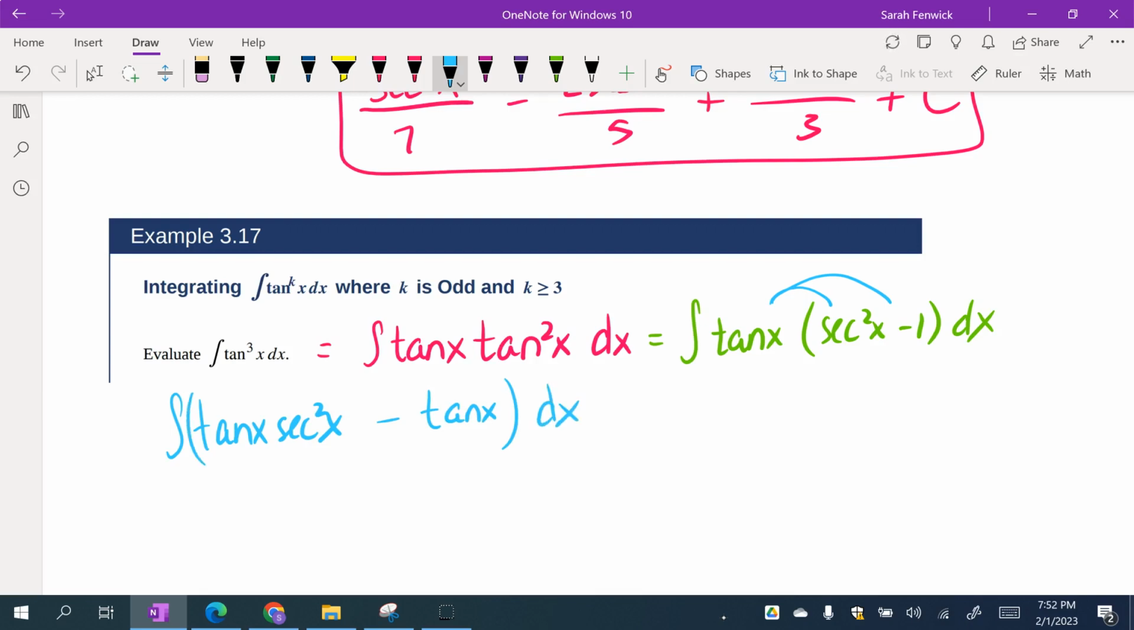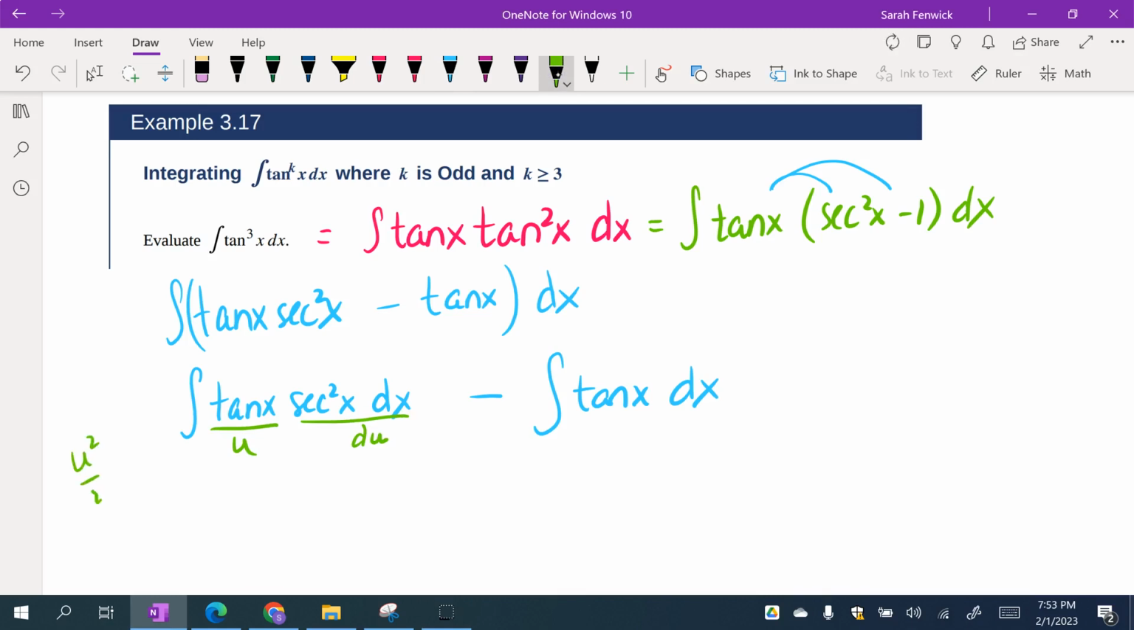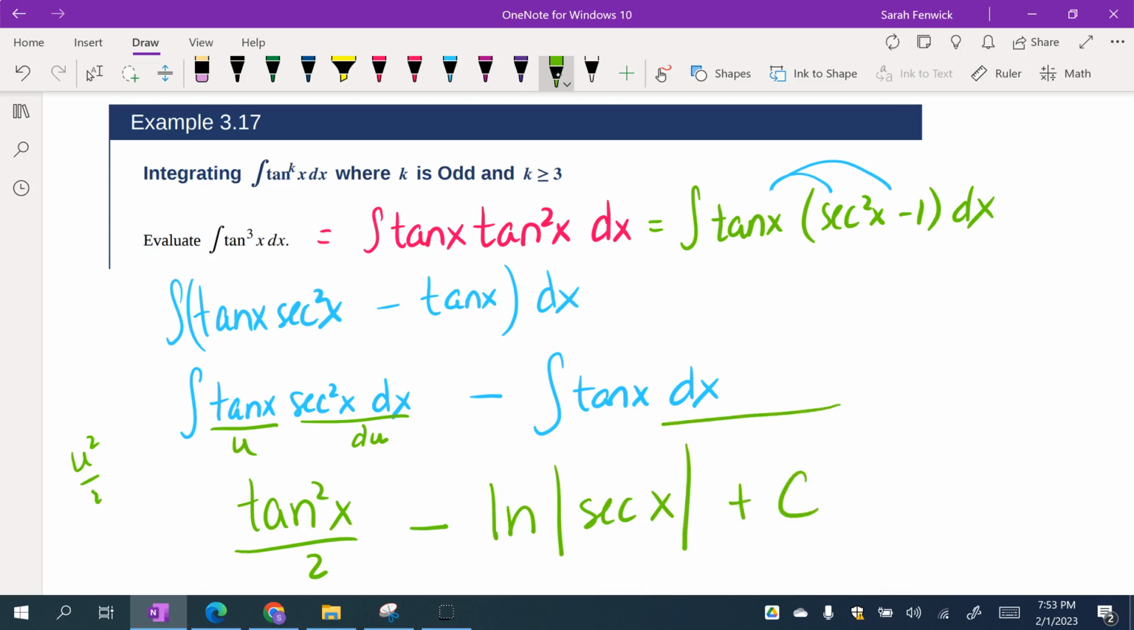We are going to break that up: tan x secant squared x dx minus tan x dx. Here we're going to use this as u and this as du. So we would really have u squared over 2, which is going to be tan squared x over 2, minus the integral of tan x, which we saw earlier was natural log of secant x, plus c.